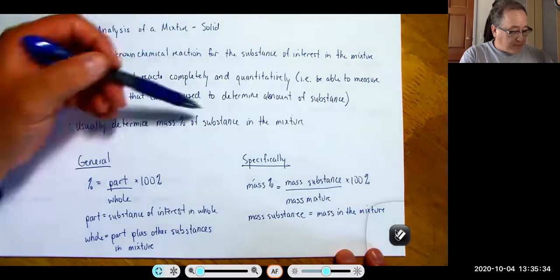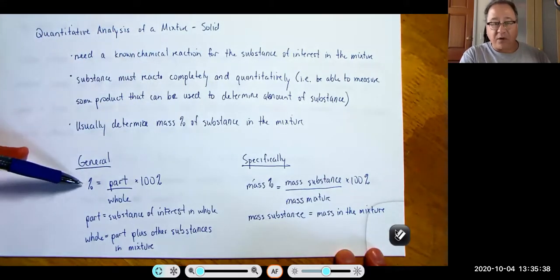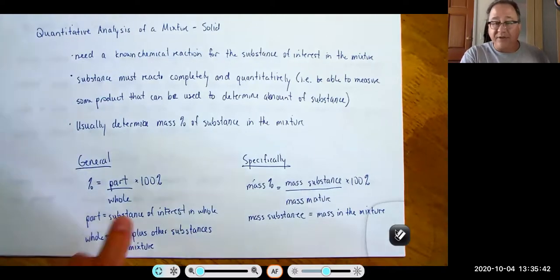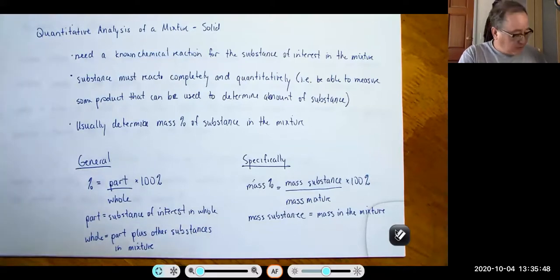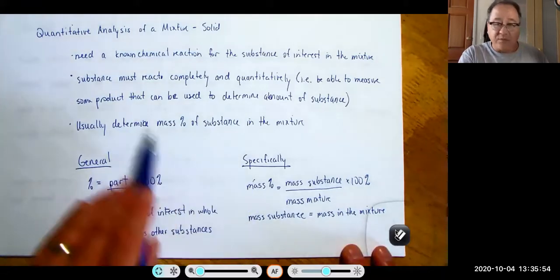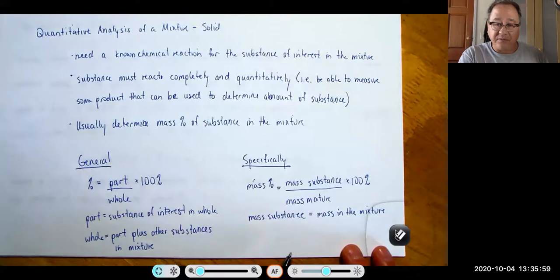And when determining mass percent, this is the general idea of percent. Percent is part over whole times 100%, where part is the substance of interest in the whole, and the whole is the part plus other stuff in the mixture. So this formula can be used for anything when we talk about percent. Specifically for this case, when we talk about mass percent, it's the mass of the substance in the mixture divided by the mass of the mixture times 100%.